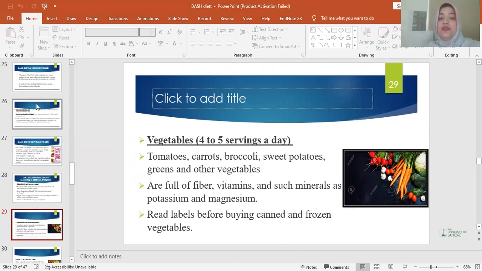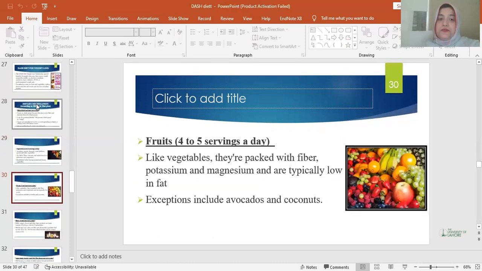Number two, we have vegetables. Strive to add at least 4 to 7 servings of vegetables a day. Add variety in the vegetable content like tomatoes, carrots, broccoli, sweet potatoes, greens, and other vegetables. These are full of fiber, vitamins, and minerals such as potassium and magnesium that help in lowering blood pressure. Most important thing when you are buying ready to eat or frozen foods, vegetables, or frozen products, please check the labels before buying.